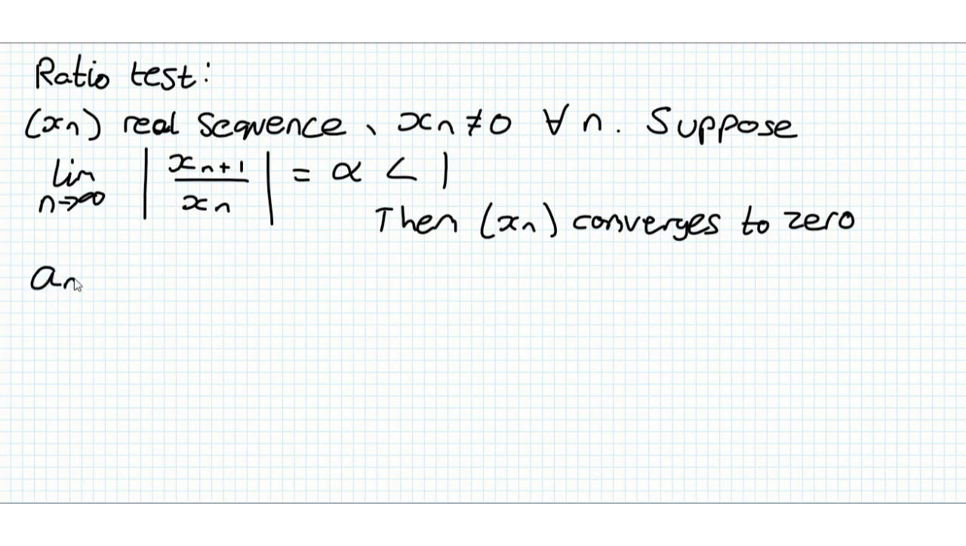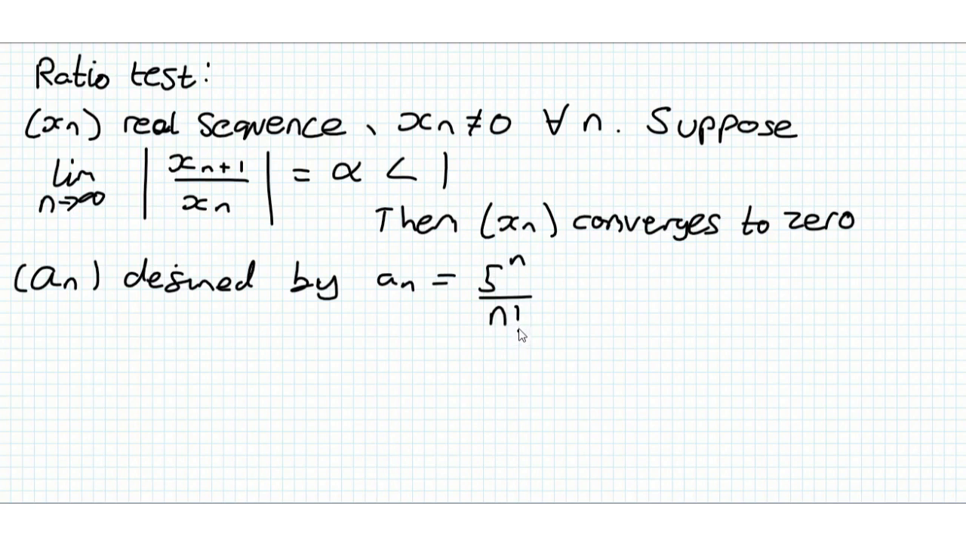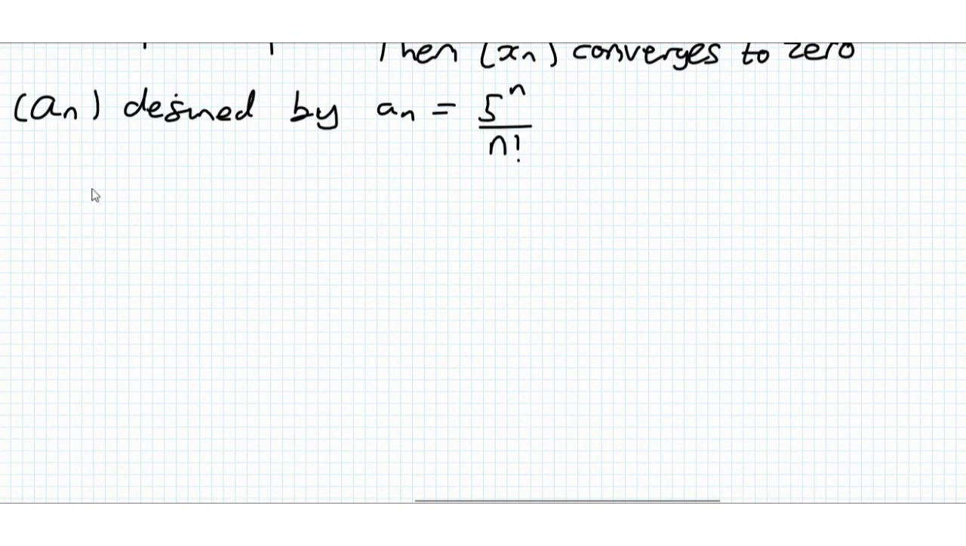Right, so let's take a look at an example. If we have an defined by an is equal to 5 to the power of n over n factorial, we want to find out if this converges, and more precisely if it converges to 0, as we might suspect, because n factorial gets very large, but 5 to the power of n also gets large as n gets large, so we want to have a look at this in a bit more detail.